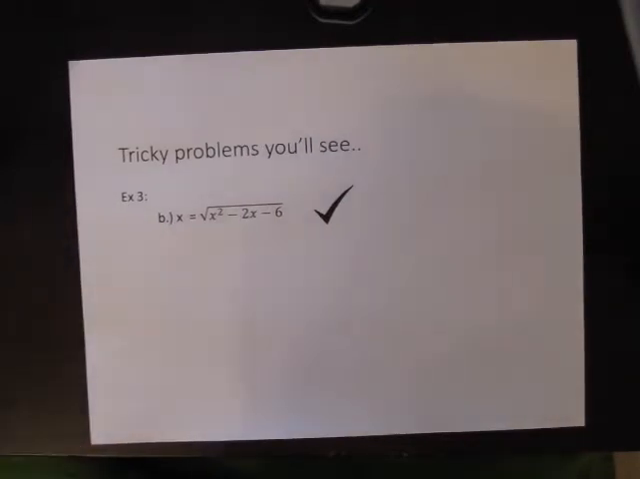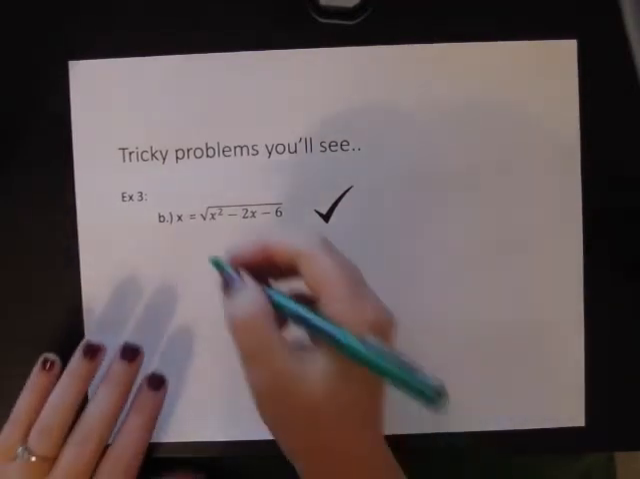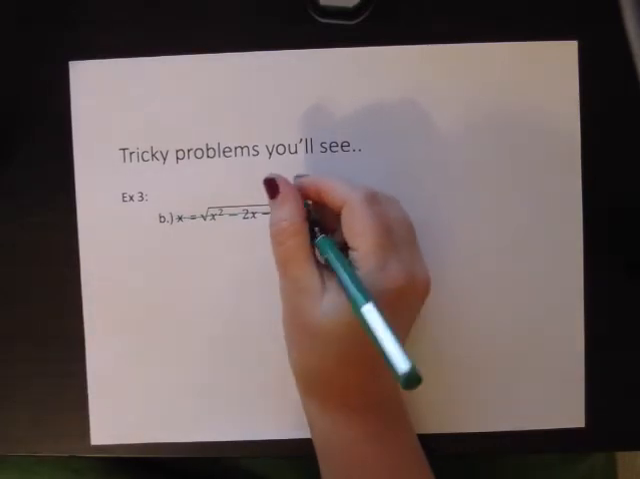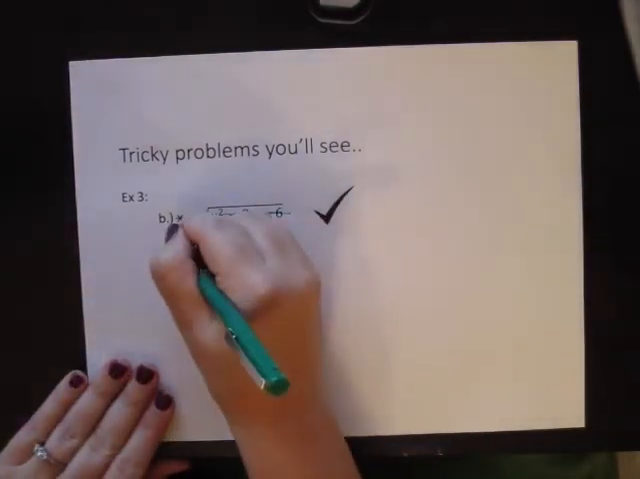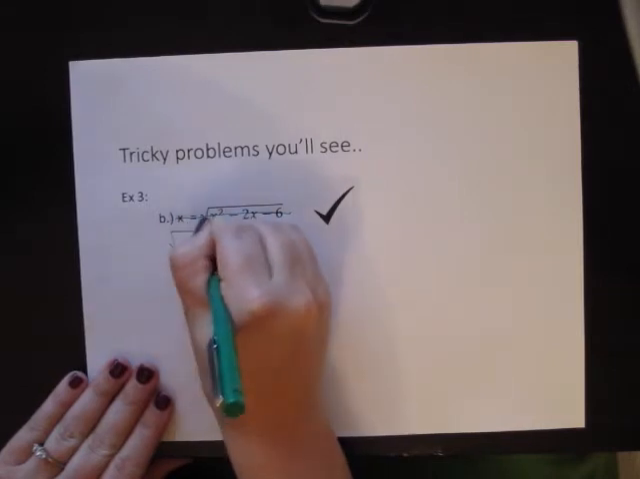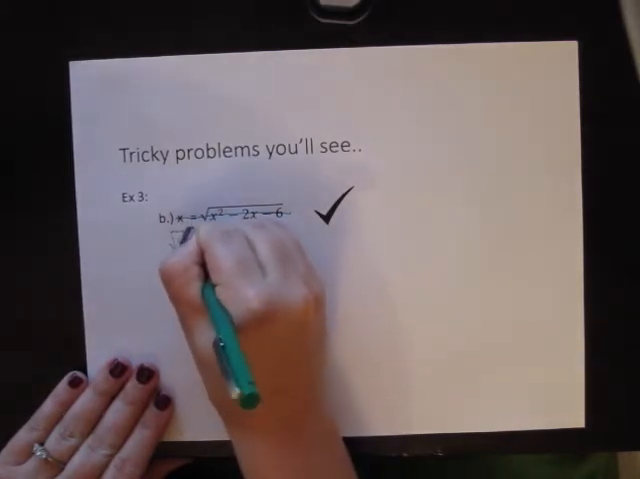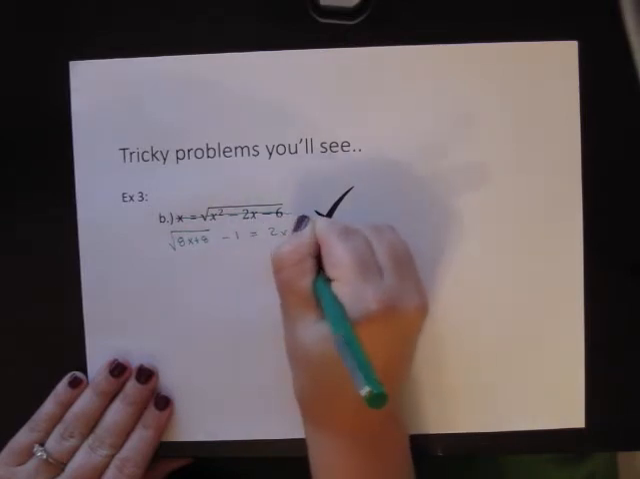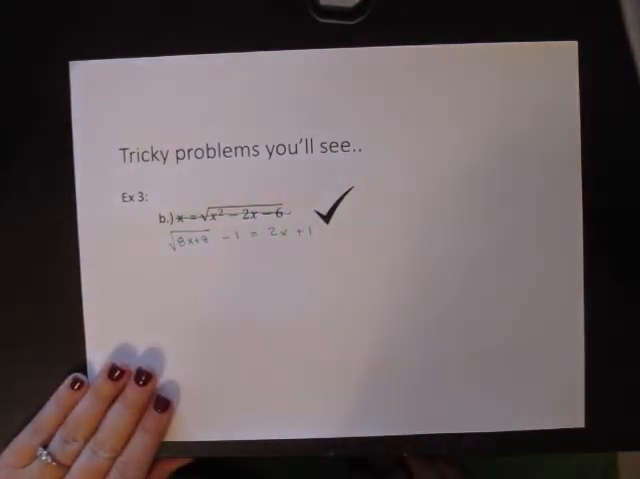So I actually want to practice another one like this, so I don't want you to work this one for me. I want you to change it up just so we can have a little bit more practice. So here is the square root of 8x plus 8, minus 1, equals 2x plus 1. Okay, so that's the problem that I actually want us to work.